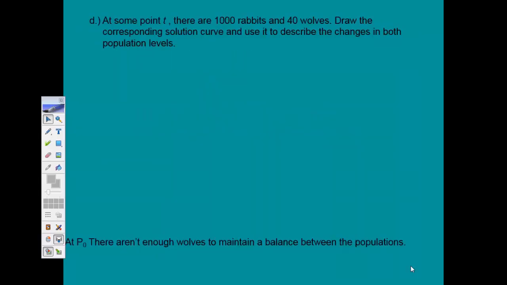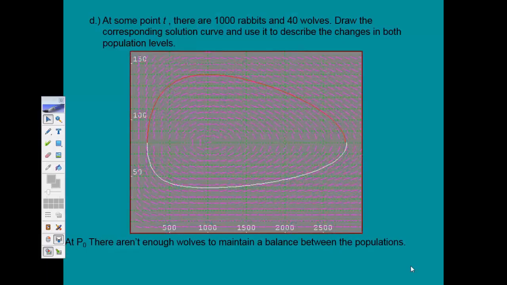Part D, at some point there are 1,000 rabbits and 40 wolves. Draw the corresponding solution curve and use it to describe the changes in both population levels. Look at the graph and locate 1,000, 40. You can see that would be a point on this solution curve. Now let's look at what happens around this solution curve. We're going to start at 40 wolves, 1,000 rabbits.